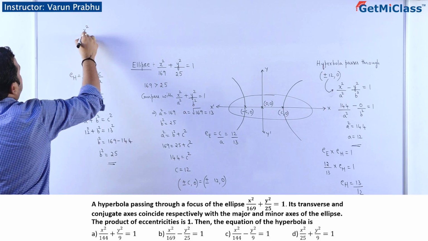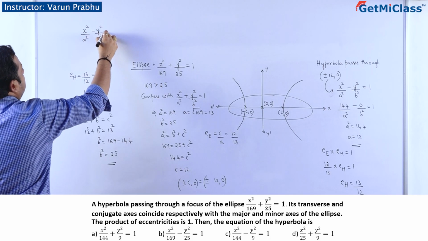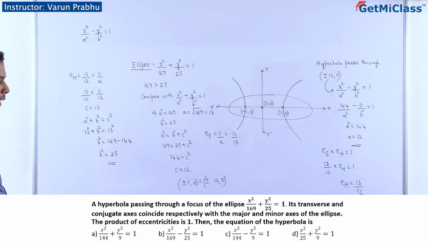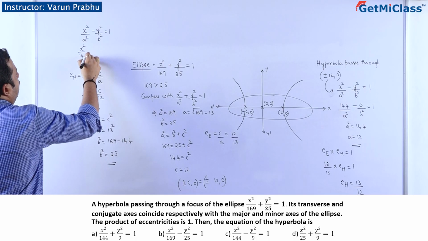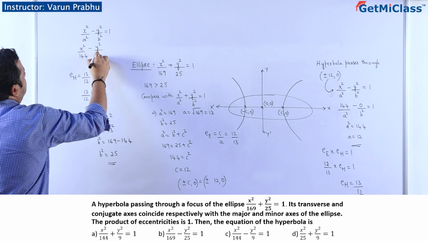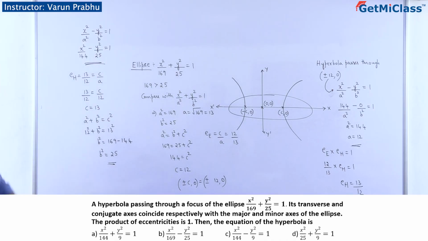Final step, x square divided by a square minus y square divided by b square is equal to 1. So, what do we get? x square divided by 144 minus y square divided by b square 25, this is equal to 1. This will be the required answer to the given question.